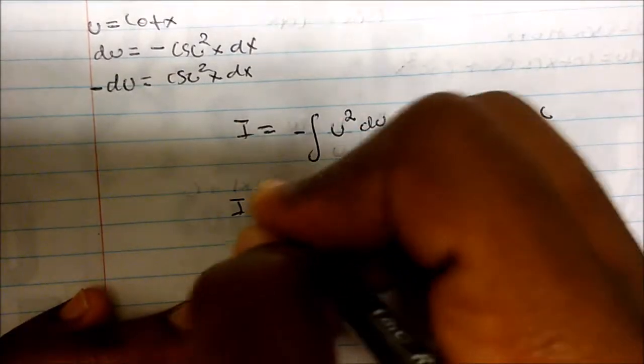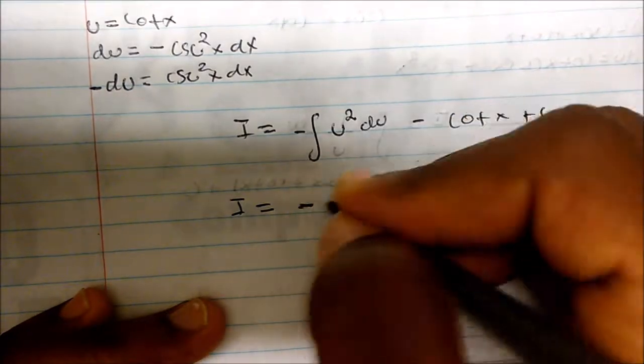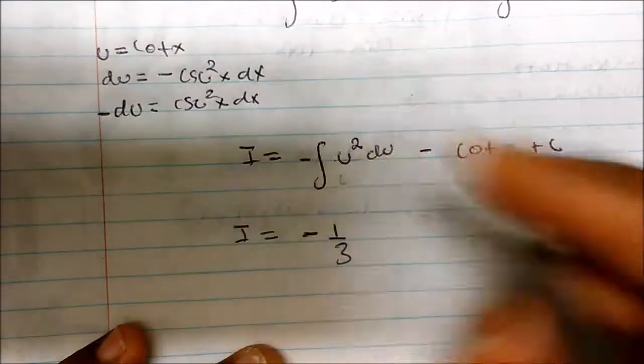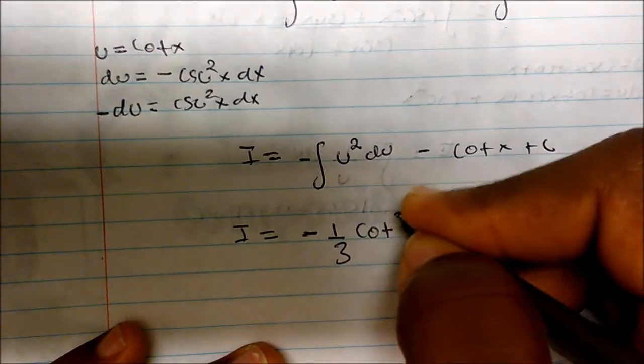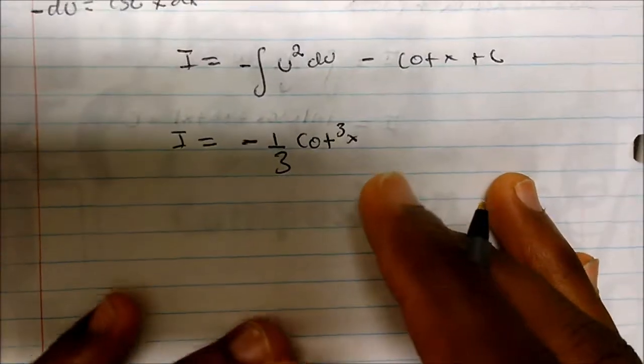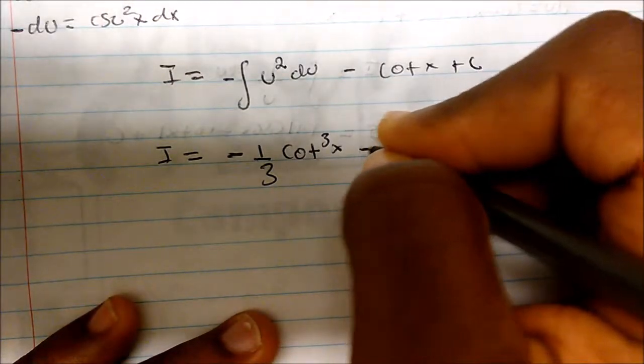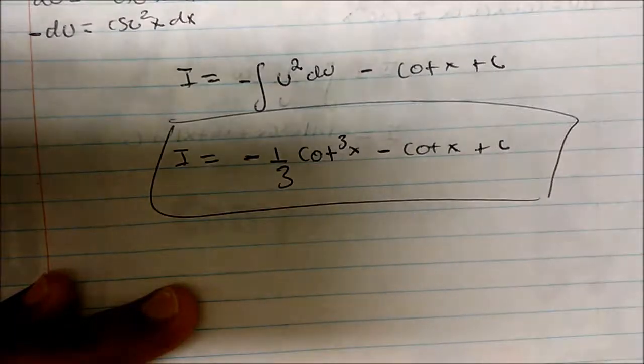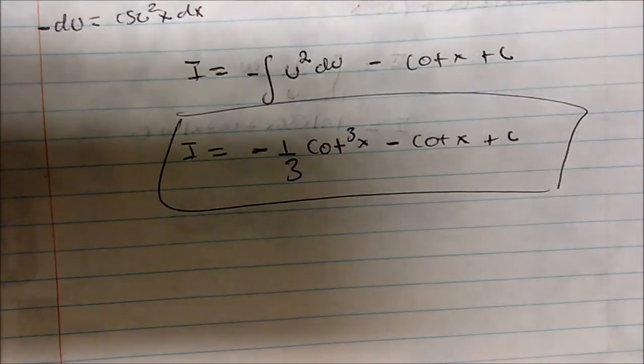Okay, and so to clean this up, the integral is given by negative 1/3. Well, what was my u? My u happens to be cotangent of x, so that becomes cotangent cubed of x minus cotangent of x plus c. Okay, so you can see some similarities between cosecant and secant themselves.